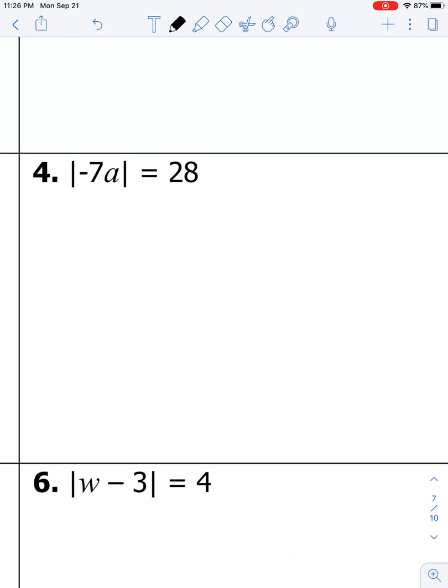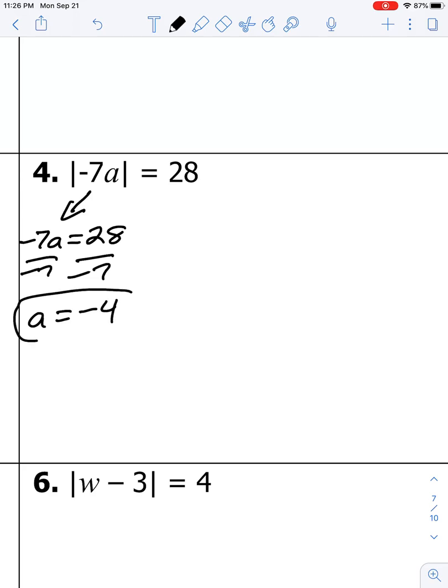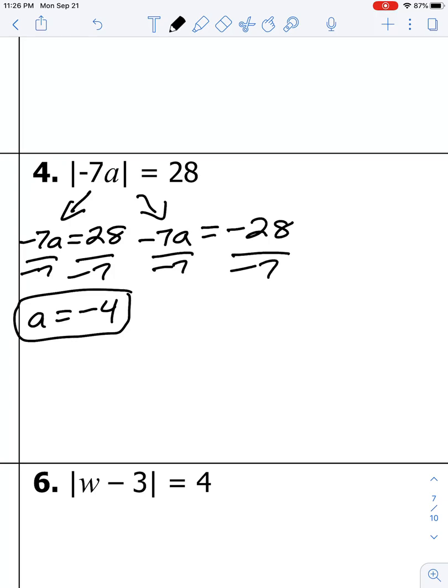All right, number 4. Take what's on the inside, negative 7a, and set it equal to what's on the other side, 28. Solve. Divide by negative 7. That was tough. Equals negative 4. Now, take what's on the inside and set it equal to the opposite sign of what's on the other side. So instead of 28, set it equal to negative 28. We'll divide by negative 7 again. Remember, negative over negative is a positive, so a would also equal positive 4. And there's our two answers.